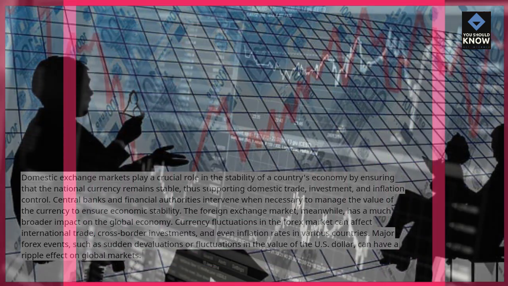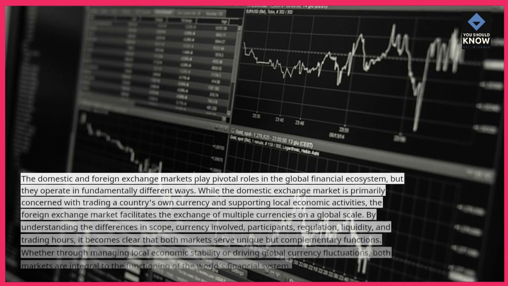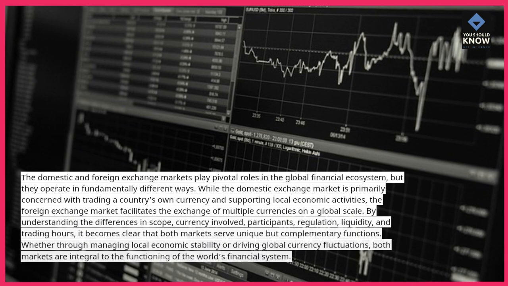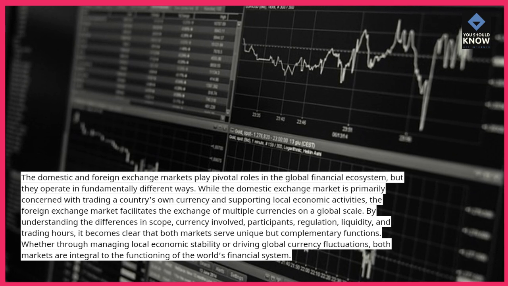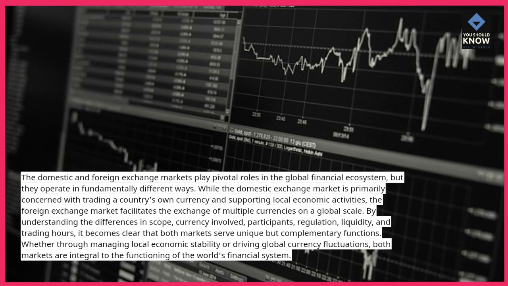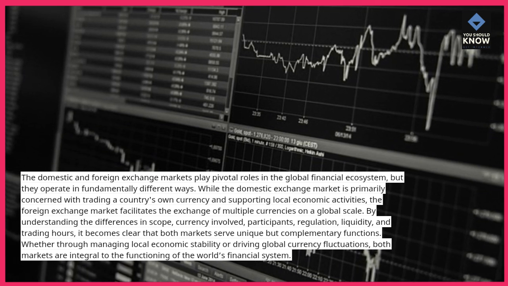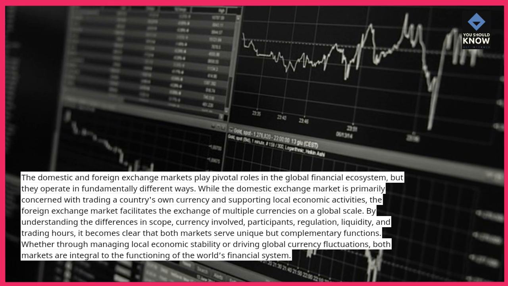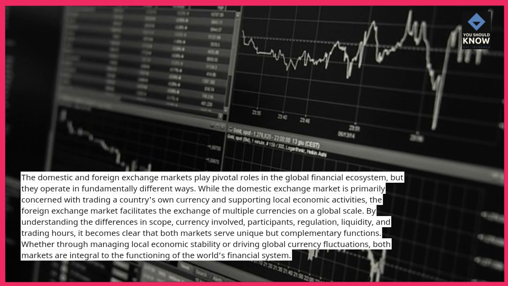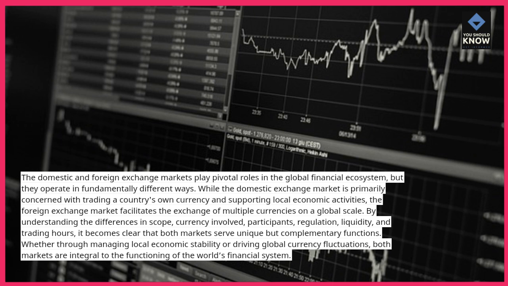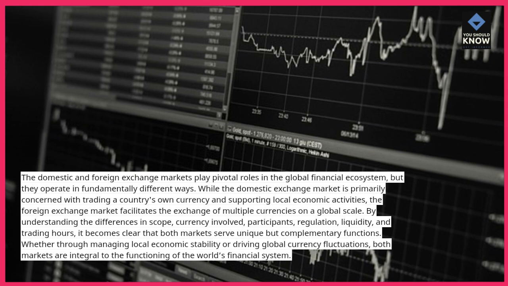The domestic and foreign exchange markets play pivotal roles in the global financial ecosystem, but they operate in fundamentally different ways. While the domestic exchange market is primarily concerned with trading a country's own currency and supporting local economic activities, the foreign exchange market facilitates the exchange of multiple currencies on a global scale. By understanding the differences in scope, currency involved, participants, regulation, liquidity, and trading hours, it becomes clear that both markets serve unique but complementary functions. Whether through managing local economic stability or driving global currency fluctuations, both markets are integral to the functioning of the world's financial system.